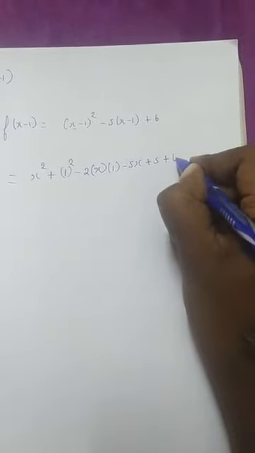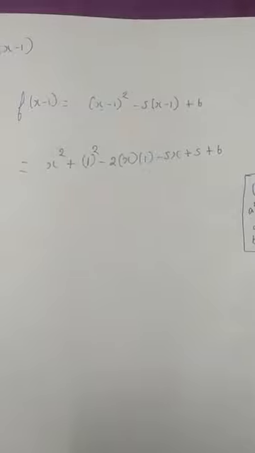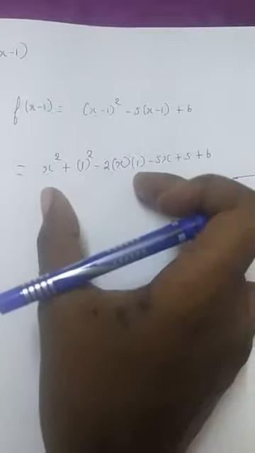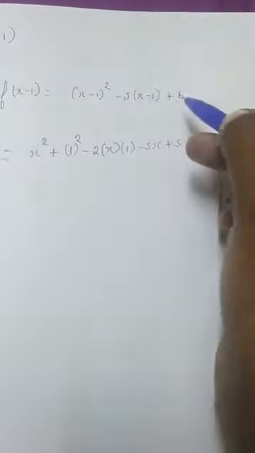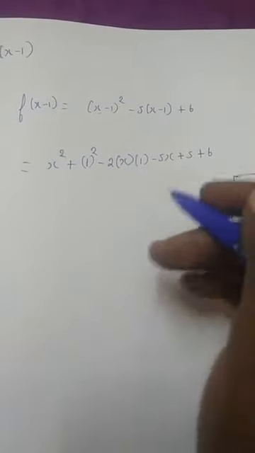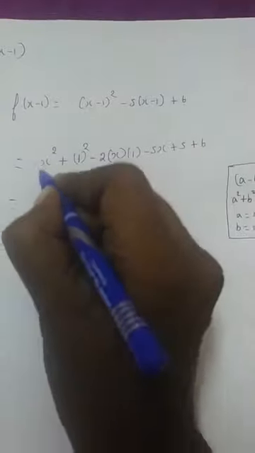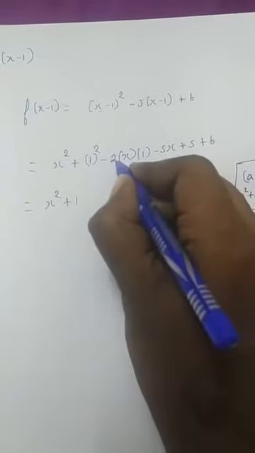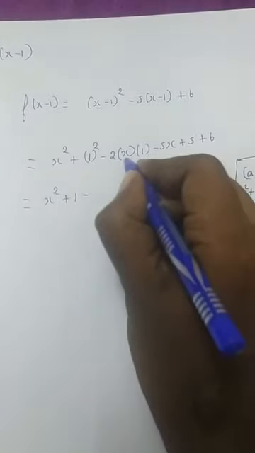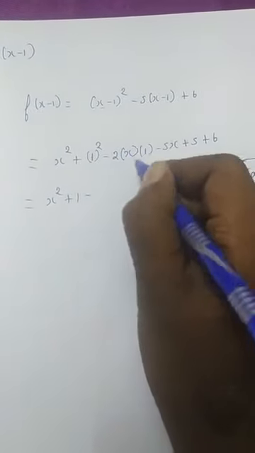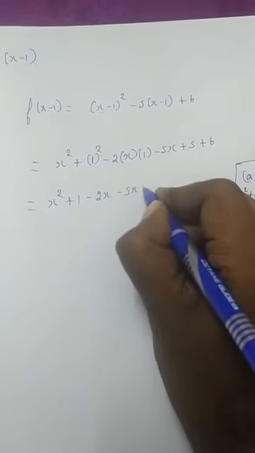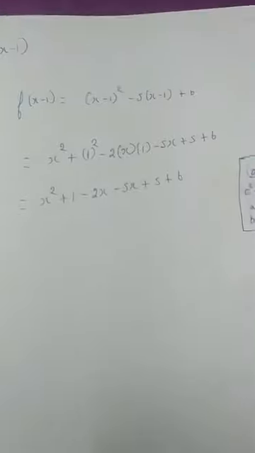After that we have plus 6 here. So plus 6. Right? So this is the expansion of this one, x minus 1 the whole square. So we applied this formula. Minus 5 into x minus 1, so we have to multiply this 5 inside. Plus 6. So now we have to simplify. X square, that is x square. 1 square is 1. Minus 2 into x into 1. 2 into x is 2x. 2x into 1 is 2x. Right? Here minus 5x plus 5 plus 6.